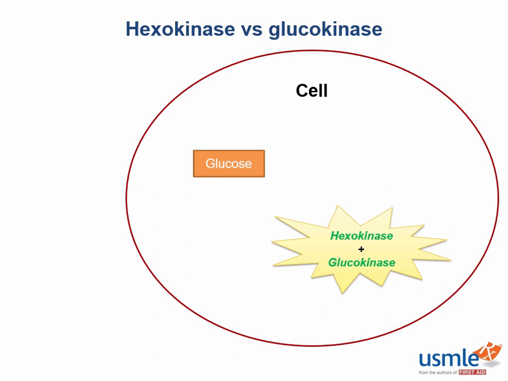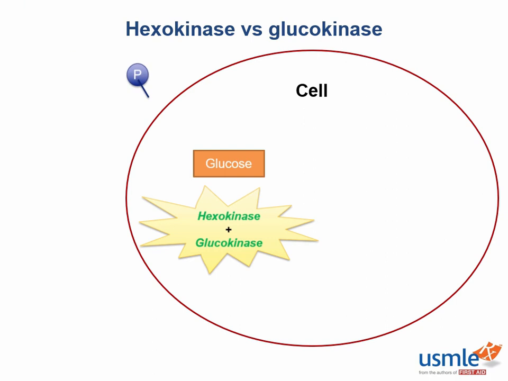But once glucose enters the cell, it usually meets with hexokinase or glucokinase enzyme. And this enzyme will add a phosphate group to the glucose molecule. And if you think about it, this is the first step in glycolysis, the phosphorylation of glucose to create glucose 6-phosphate. And this reaction uses 1 ATP.